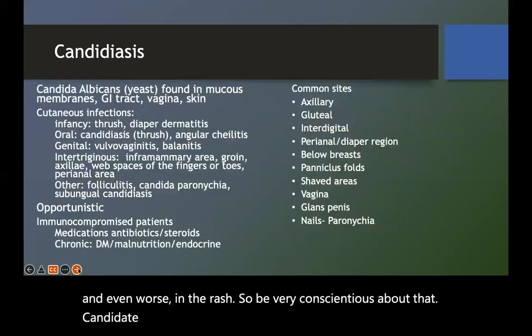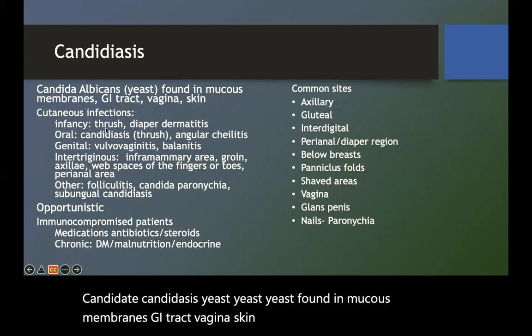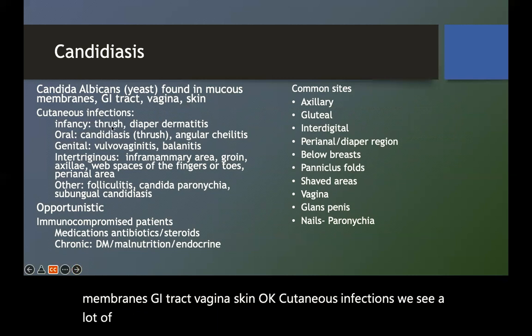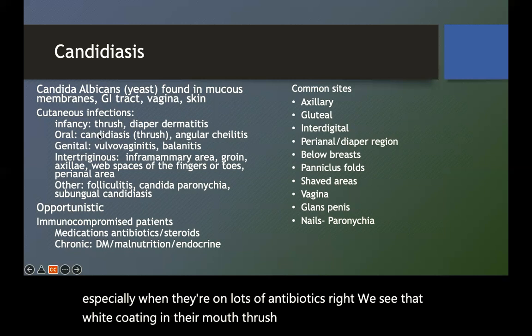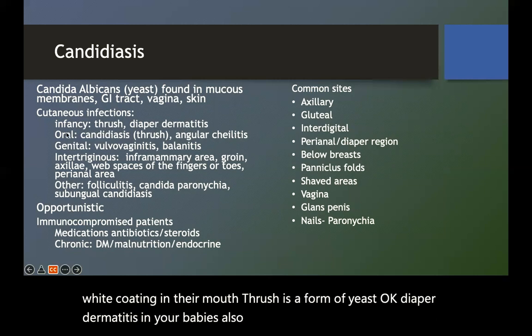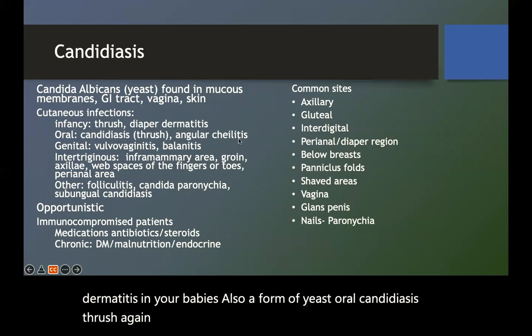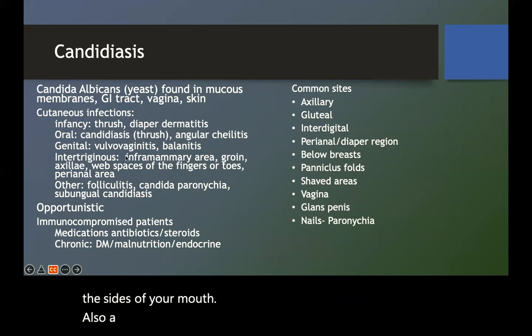Candidiasis, yeast, found in mucous membranes, GI tract, vagina, skin. Okay, cutaneous infections. We see a lot of thrush, both in infancy and older patients in their mouth, especially when they're on lots of antibiotics, right? We see that white coating in their mouth. Thrush is a form of yeast, okay? Diaper dermatitis in your babies, also a form of yeast. Oral candidiasis, thrush, again, yeast. Angular cheilitis, where you get those little fissures on the sides of your mouth, also a form of yeast.